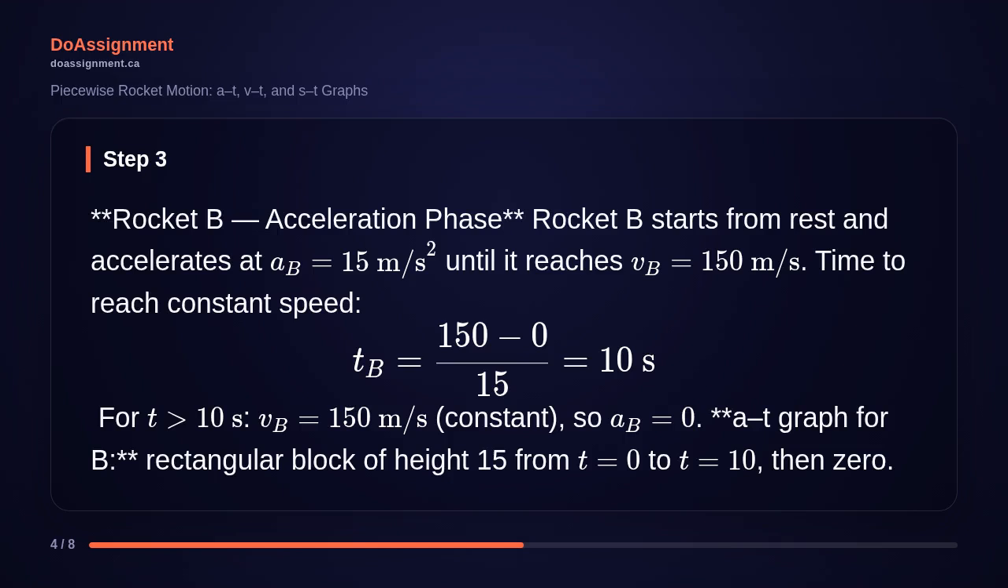Rocket B accelerates at 15 meters per second squared from rest until it hits 150 meters per second. Dividing 150 by 15 gives a transition time of 10 seconds. After 10 seconds, acceleration is 0 and the rocket coasts at 150 meters per second. On the acceleration time graph, this appears as a rectangular block of height 15 from t equals 0 to t equals 10, then 0.